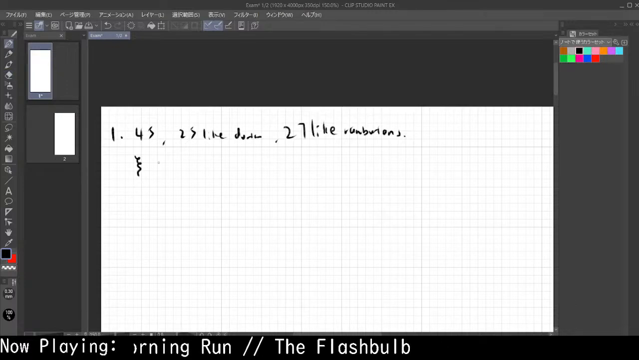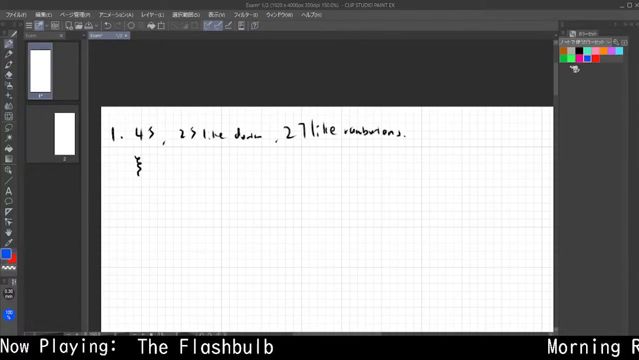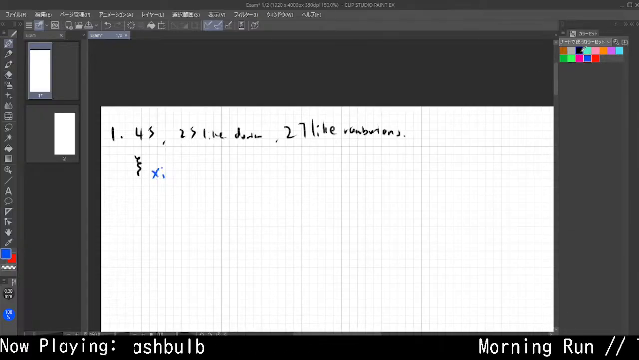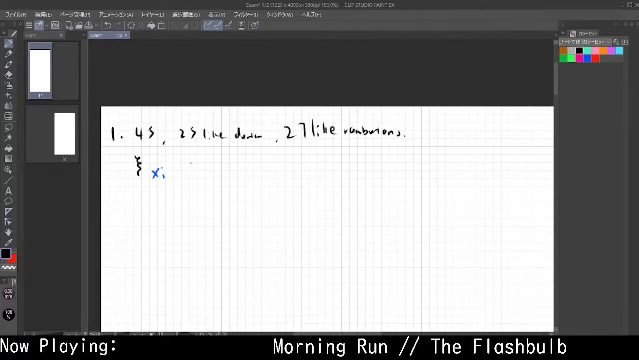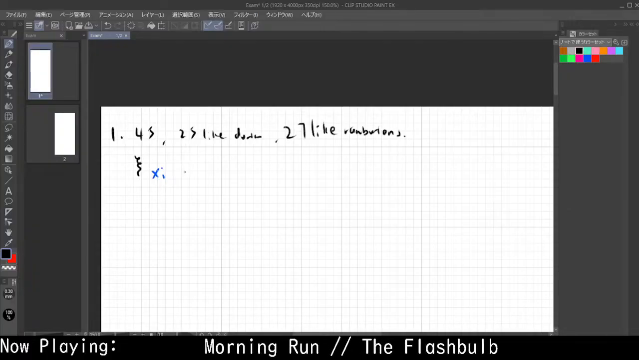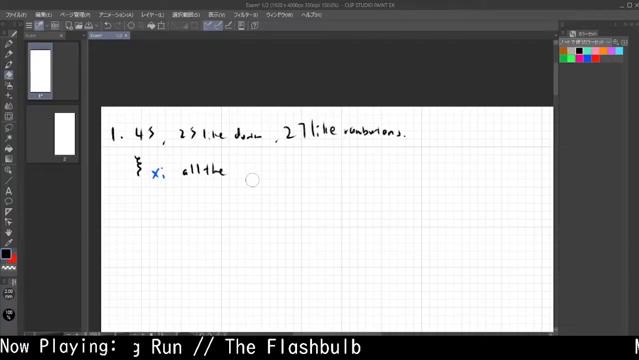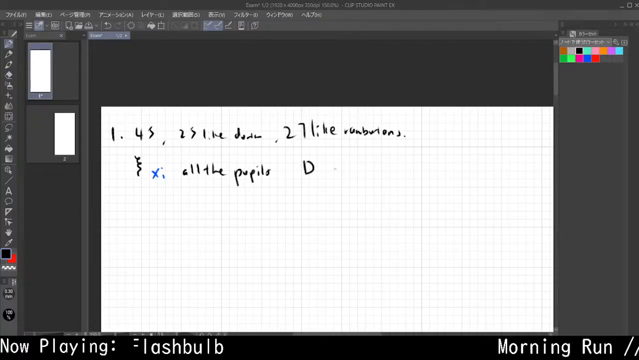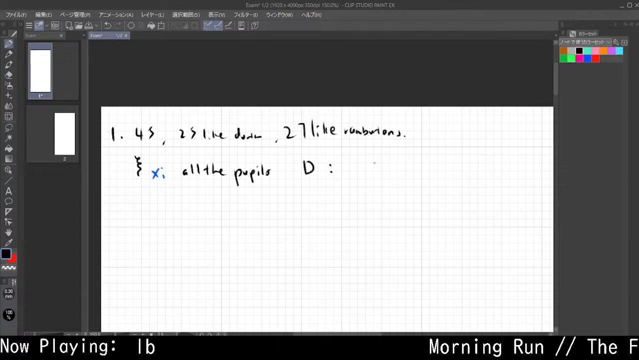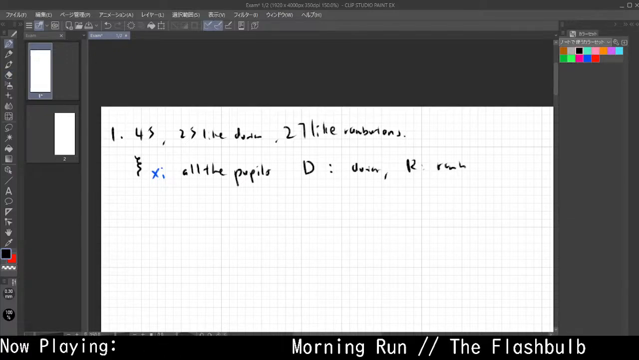This is psi. Basically, this is pronounced as psi. Psi is a Greek letter. It's the universe, we call it the universal set. In this case, it will be all the pupils. And then you have D, which is the ones who like durians, and then R is the ones who like rambutan.